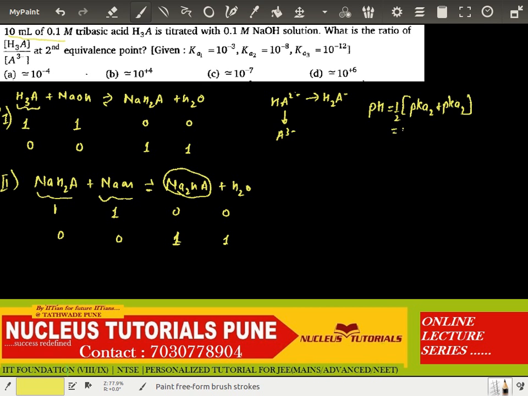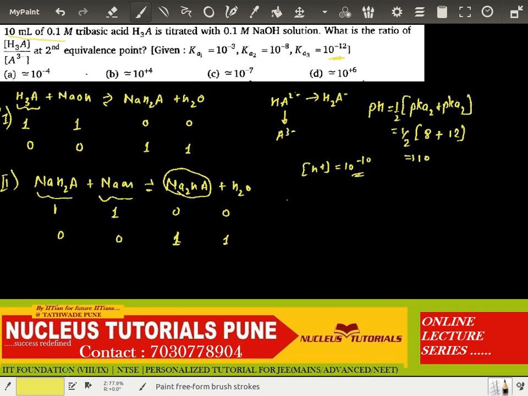Now Ka2 is 10 raised to power minus 8, which means pKa2 would be 8, and Ka3 is 10 raised to power minus 12, which means pKa3 is 12. So this becomes 20 by 2, which is equal to 10. At the second equivalence point, H plus concentration comes out to be 10 raised to power minus 10.